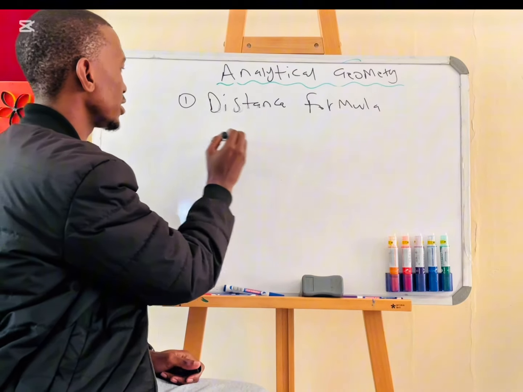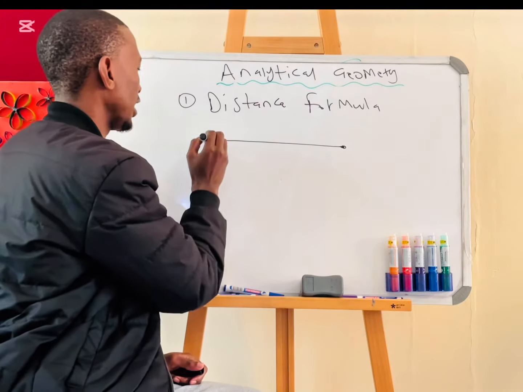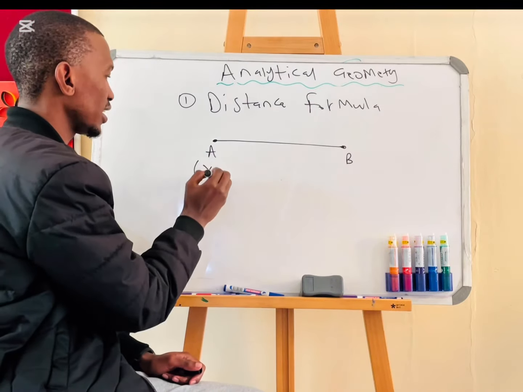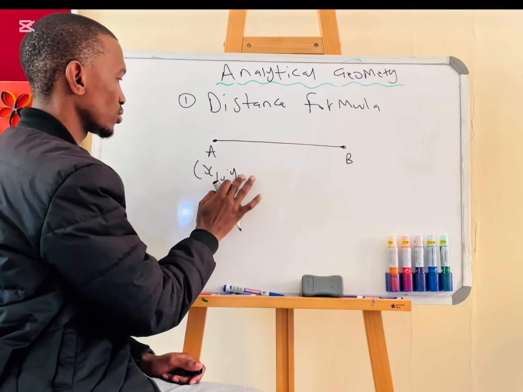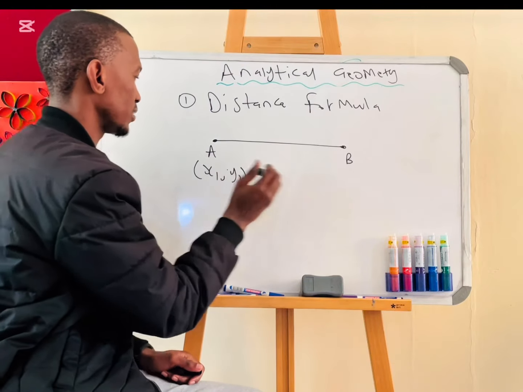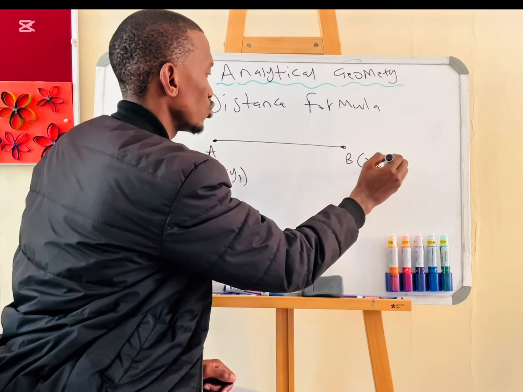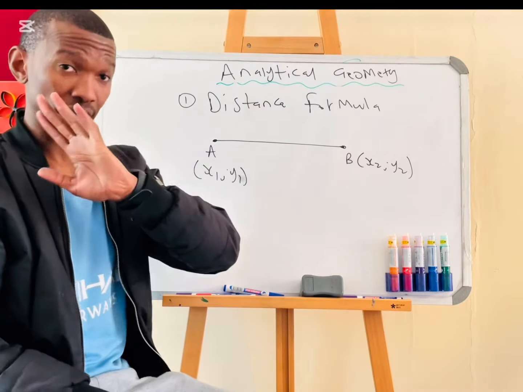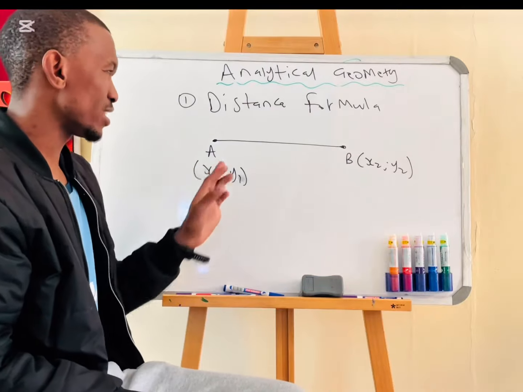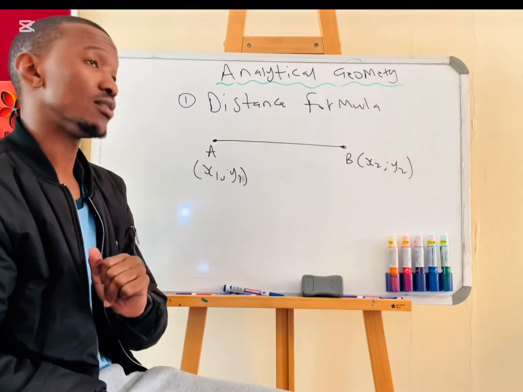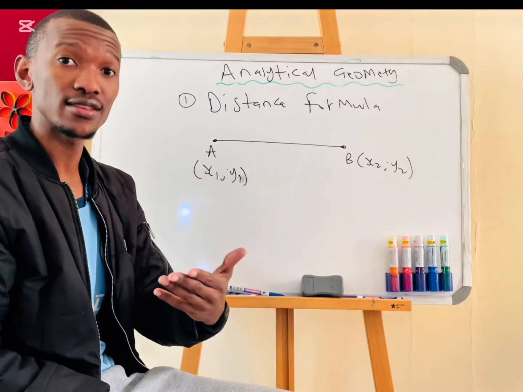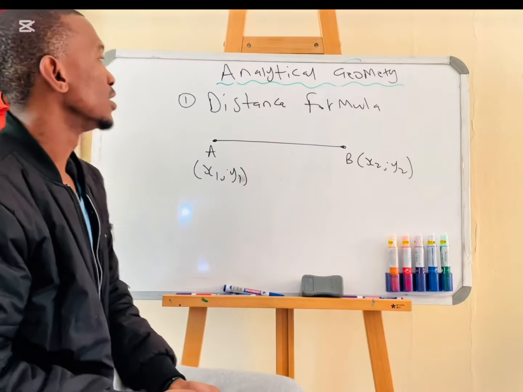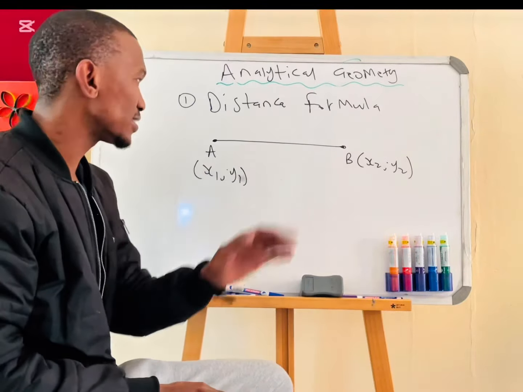Let's just assume that we have points A and B. On A, I can say x1 and y1. Here, x2 and y2. Now you're going to be asked to determine the length of AB, or the distance of AB. And how are you going to find the length? Basically, the length tells you how short or how long something is, right? So what is the length of AB?